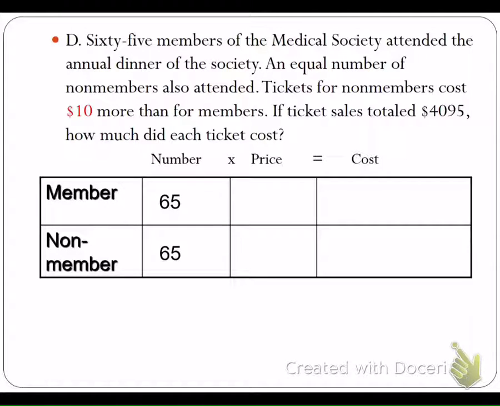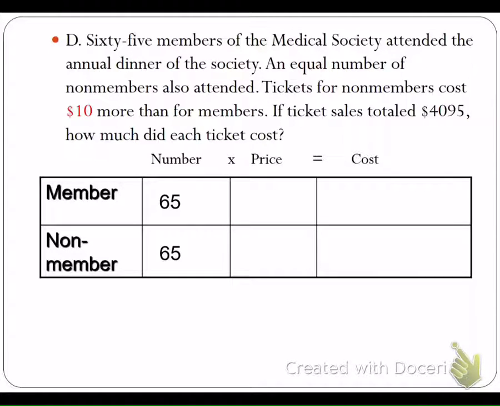Oh, I just said the wrong thing. We're looking for how much each ticket costs. I thought we were looking for how many tickets. Where did this 65 come from? I totally missed that. It's right here. Duh, it's the first two words. Okay, so 65 members went. The same number of non-members went. So if 65 members went, 65 non-members went.